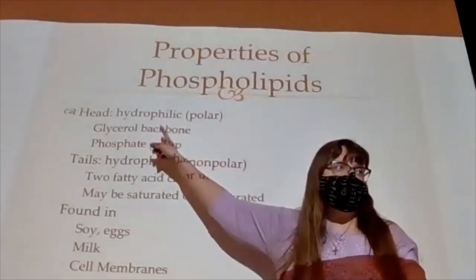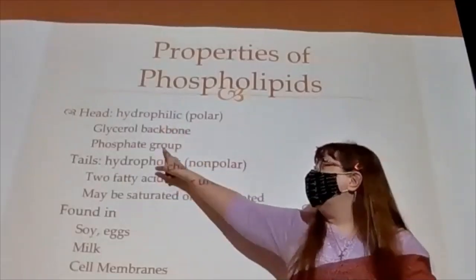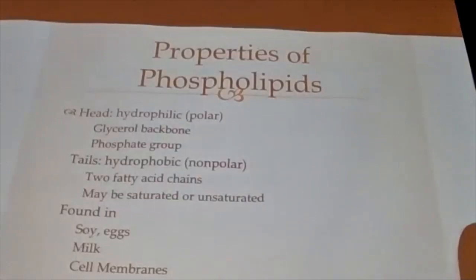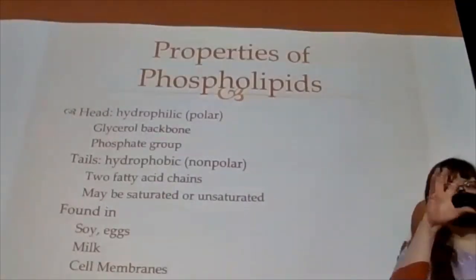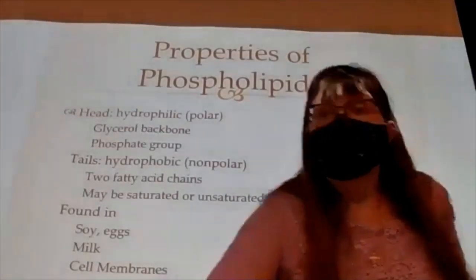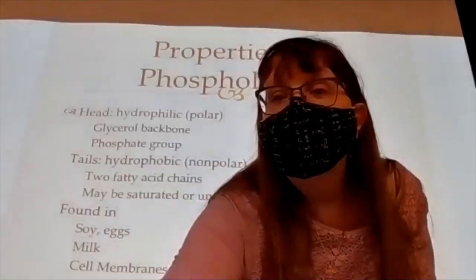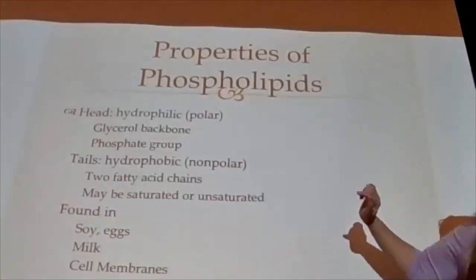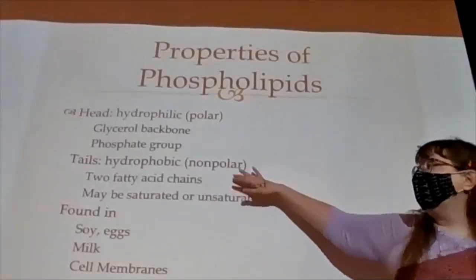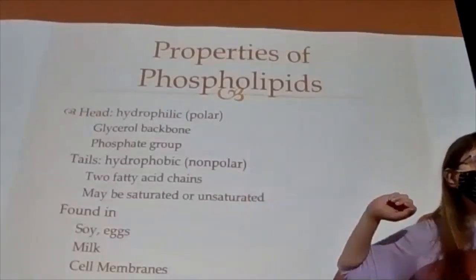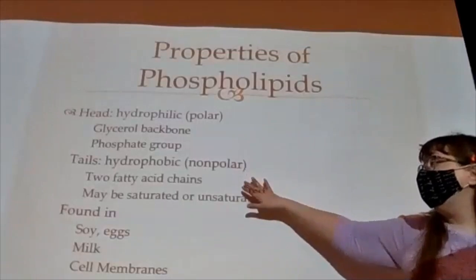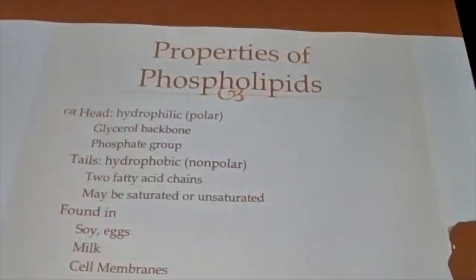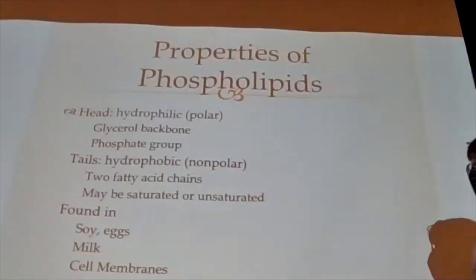And that's where the oxygens are. So we're going to keep those in that head. And then the phosphate group also has all of the phosphorus, nitrogen, and oxygen. So keep all of those electronegative atoms together. And then we are going to have the two tails, and they are hydrophobic, just like they would be on a triglyceride. So there's two fatty acid chains, and they can be both saturated, both unsaturated, or a combination.